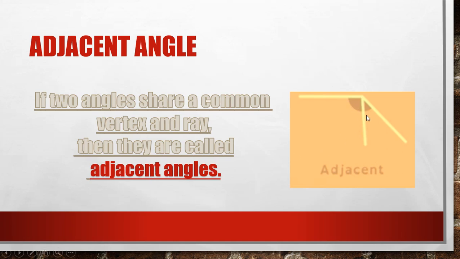Here, these two angles, let's show it with red. These two angles share one ray and one vertex together. So, we can say that they are next door neighbors. In geometry, we call it adjacent angle. Let's continue with GeoGebra activity.